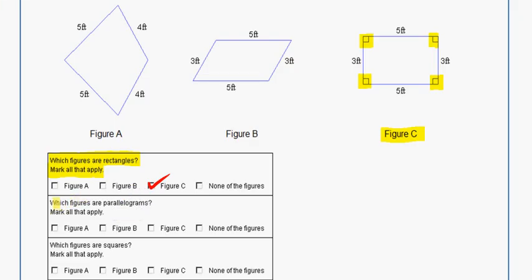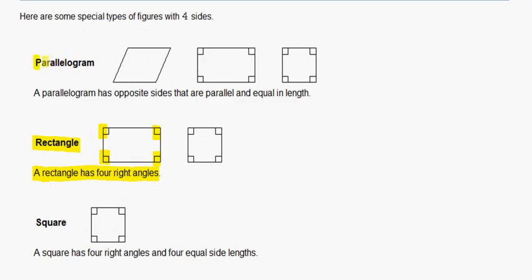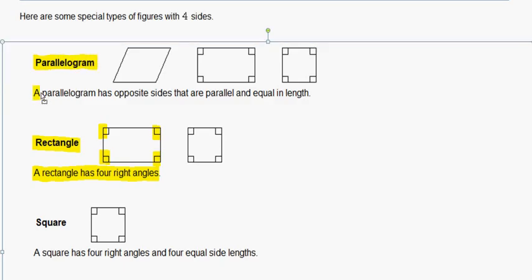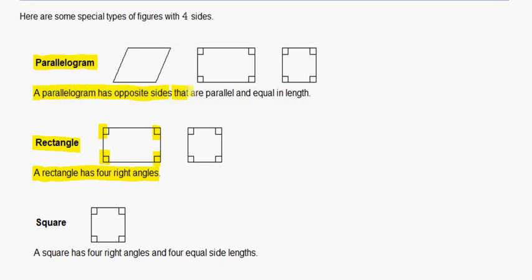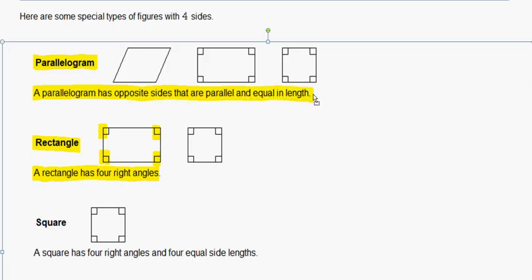Now let's look at question 2. It is asking which figures are parallelograms. Mark all that apply. So let's look at our definition of a parallelogram. A parallelogram has opposite sides that are parallel and equal in length. So opposite sides are parallel to each other and have the same length. So squares and rectangles are also parallelograms.